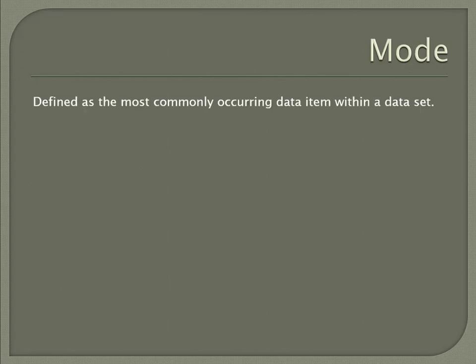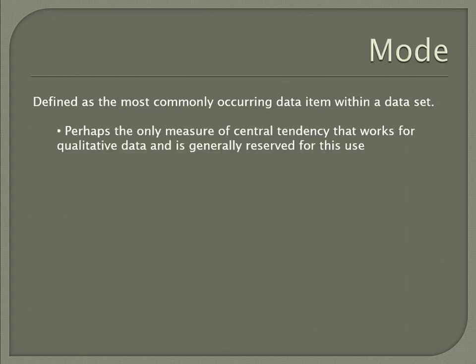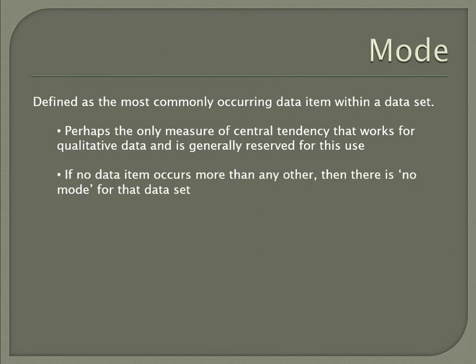The last measure of central tendency that we're going to look at is called the mode. The mode is defined as the most commonly occurring data item within a data set. It's perhaps the only measure of central tendency that works for qualitative data, and it's generally reserved for this use. If no data item occurs more than any other, then there is no mode for that data set. We just write the words no mode.